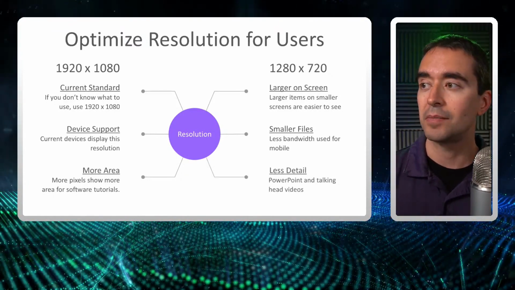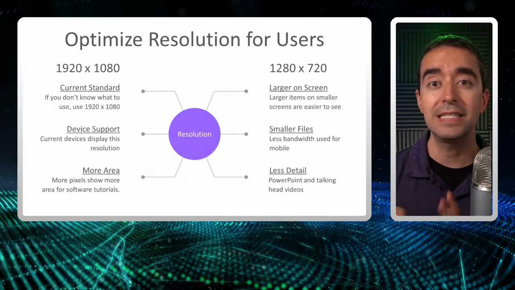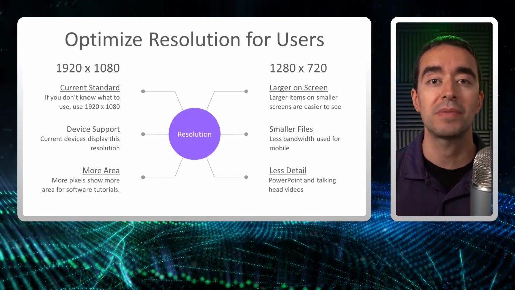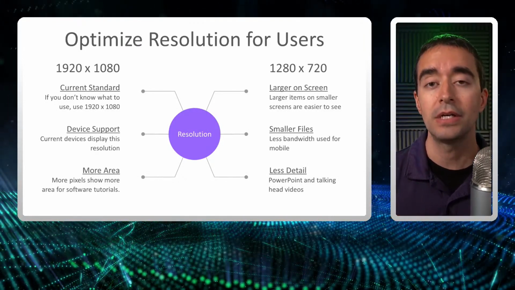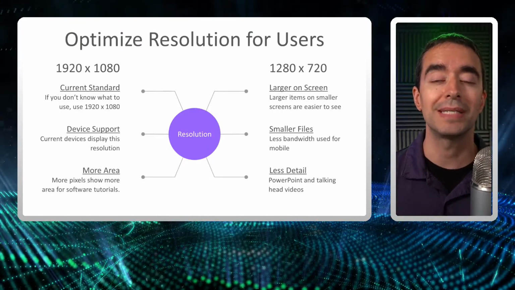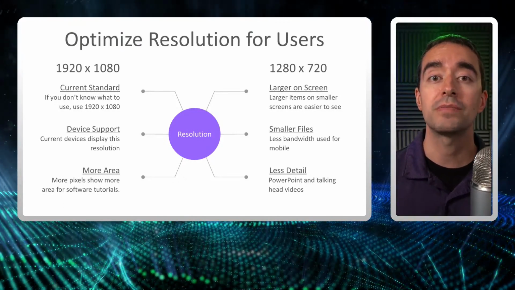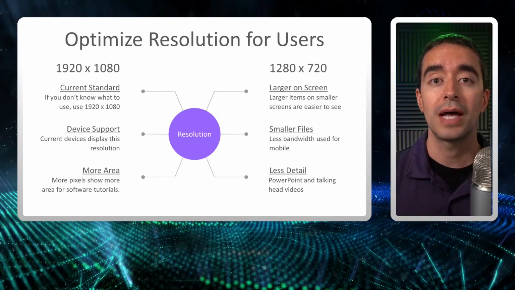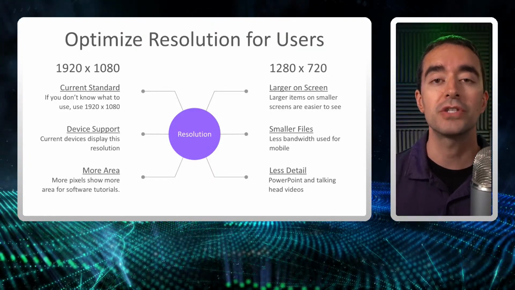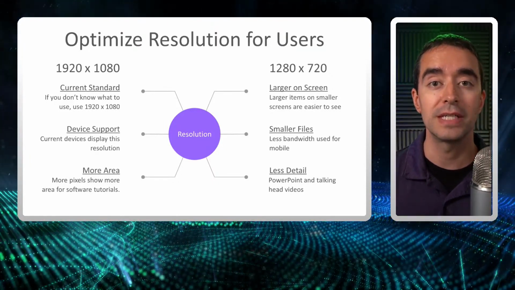And last, you will have less detail, but that might be okay if you're doing something that doesn't require that detail. So when I mentioned 1920 by 1080, I said that would be great for something like software. If you're trying to show different menus and different tools within software, you probably want greater detail there.